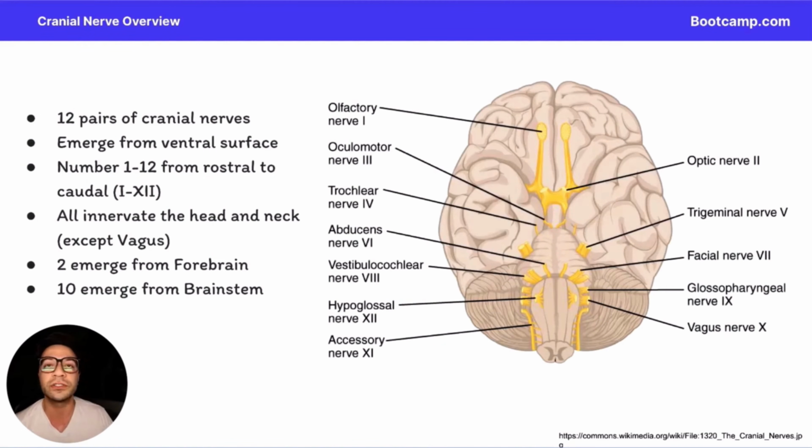And all these structures are going to go on to innervate different structures of the head and the neck, apart from the vagus nerve. The vagus nerve actually has some nerve fibers which travel down into the thorax and abdomen to perform some functioning down there.